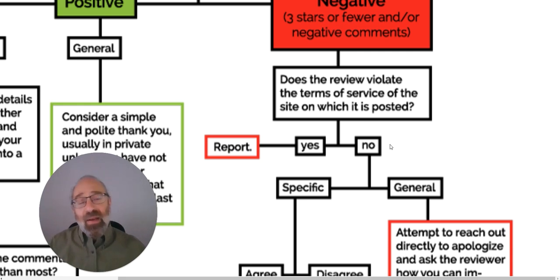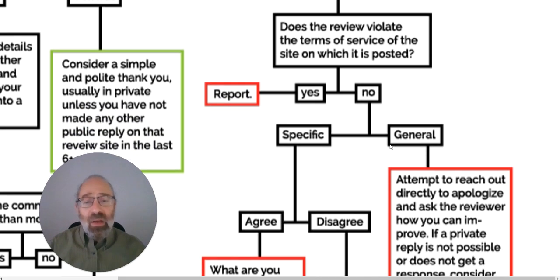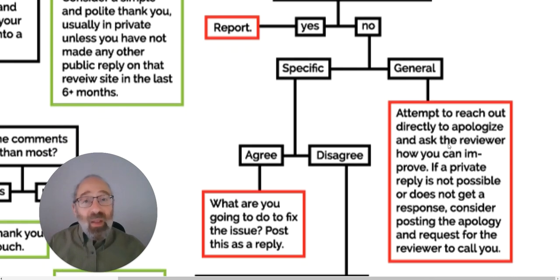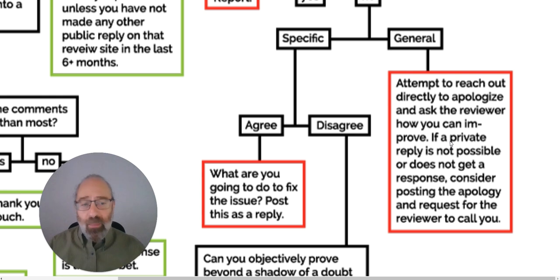Now, if it doesn't violate any terms, if it's just someone's opinion, and it's a general negative comment, you want to attempt to reach out and directly apologize, and ask the reviewer how you can improve. Use this as an opportunity to hold a mirror up to your practice and look at how you can take this feedback. It may be tough to swallow sometimes. You may not always agree with it, but if you can hear it and absorb it and learn from it, ultimately, it's going to make you a better person, a better practice.